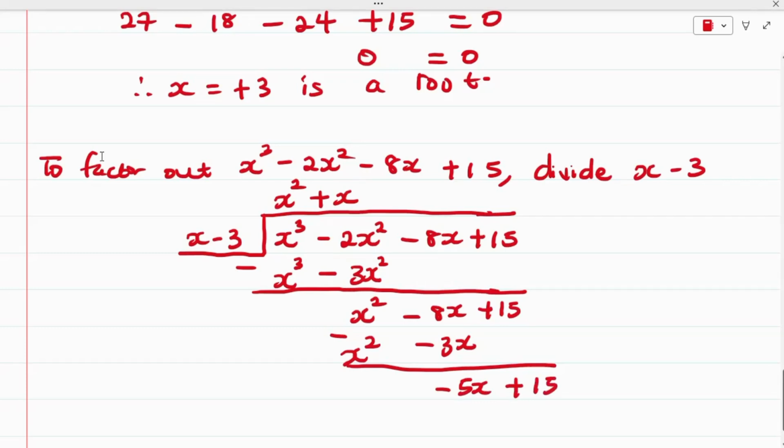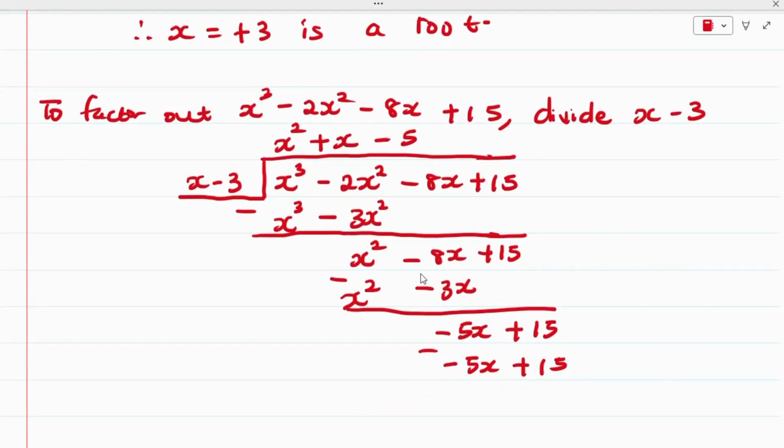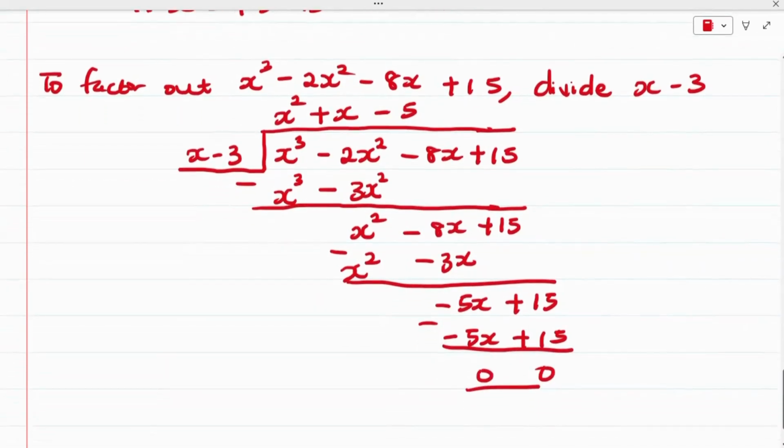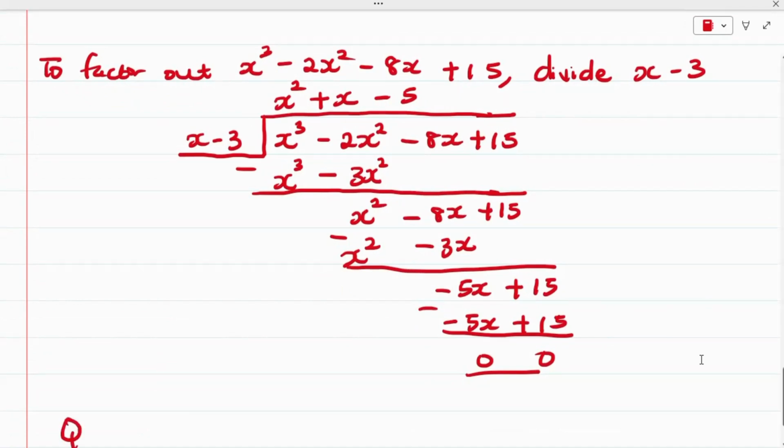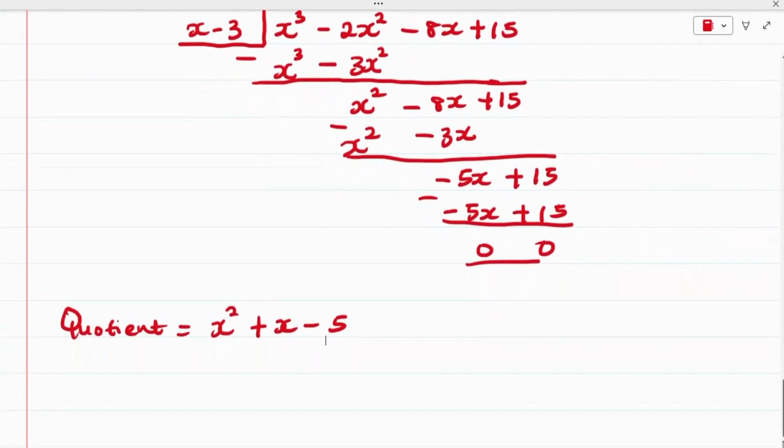So x divided into negative 5x, we are going to have negative 5. So negative 5 multiplied by x minus 3, we have negative 5x plus 15. And if we subtract this, we have 0. So hence, we have our quotient. From here, we say that the quotient is given to us as x squared plus x minus 5. So we have been able to factor out the polynomial right there.